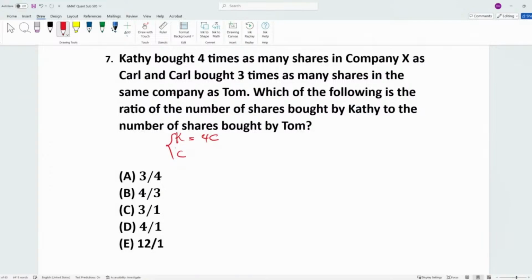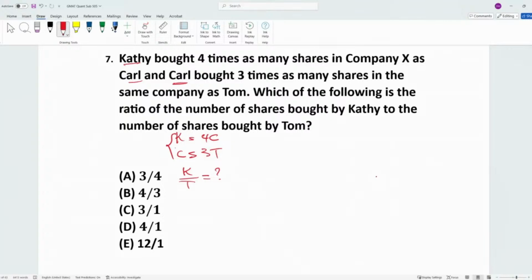And then it also says that Carl bought 3 times as many shares in the same company as Tom. So C is 3 times T, where T is the number of shares bought by Tom. And what they want us to find is the ratio of the number of shares bought by Cathy to the number of shares bought by Tom. Okay, so K over T. That's what they want us to find.